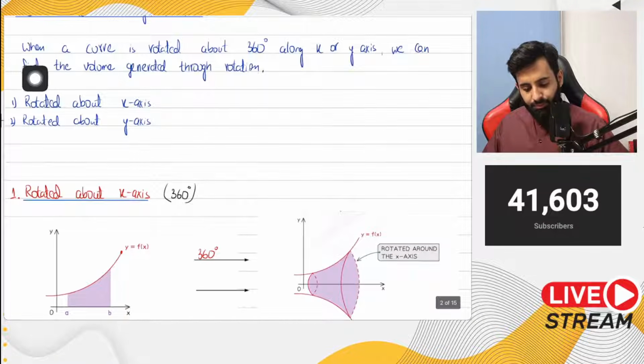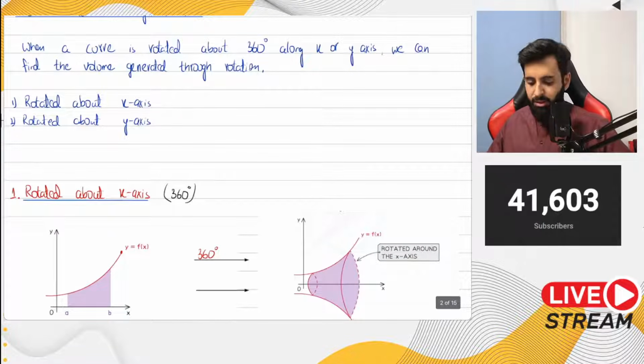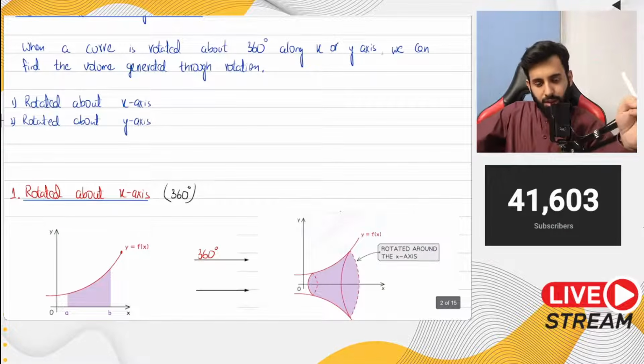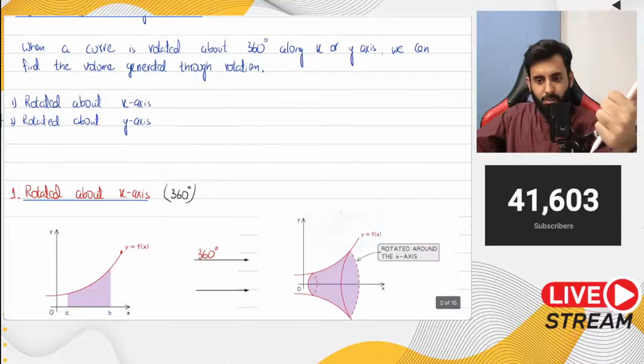So it says here, when a curve is rotated about 360 degrees along the x-axis or y-axis, we can find the volume generated through rotation. So there are two types of rotations that we have in AS. Number one is about the x-axis, and number two is about the y-axis, okay?